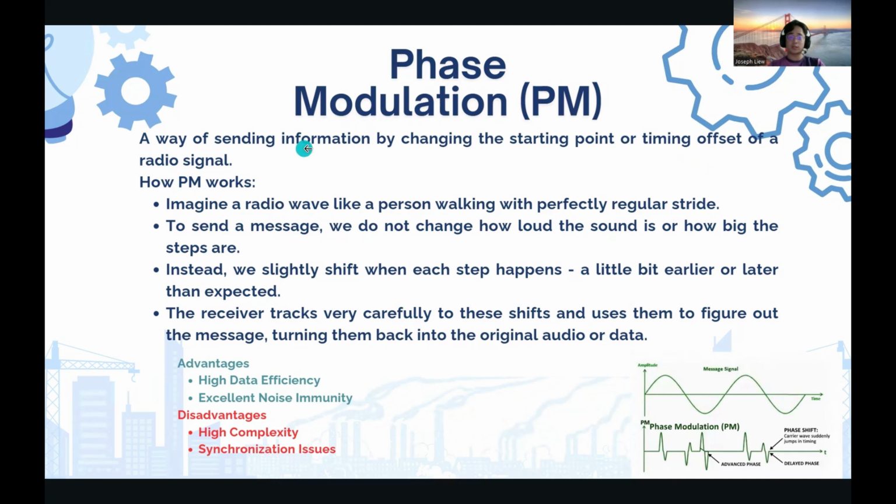Next, I will be explaining the third way of sending information in a communication system, which is phase modulation, PM. It is a way of sending information by changing the starting point or timing offset of a radio signal with constant radio strength. So how does PM work?